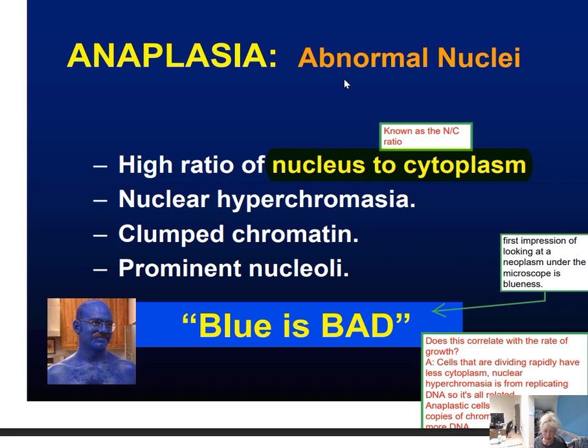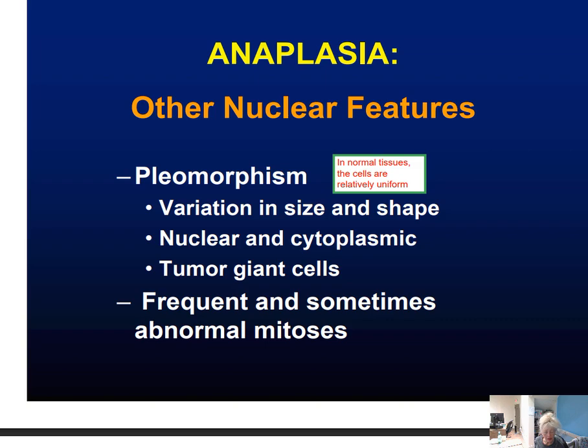Anaplasia has abnormal nuclei. There's a high ratio of nucleus to cytoplasm. Nuclear hyperchromasia, it's a darker color. They have clumped chromatin and prominent nucleoli. The first impression under a microscope is blueness. And usually that's obviously a bad sign, because high mitotic turnover, a higher than normal cellular rate, is usually what will cause metastasis.